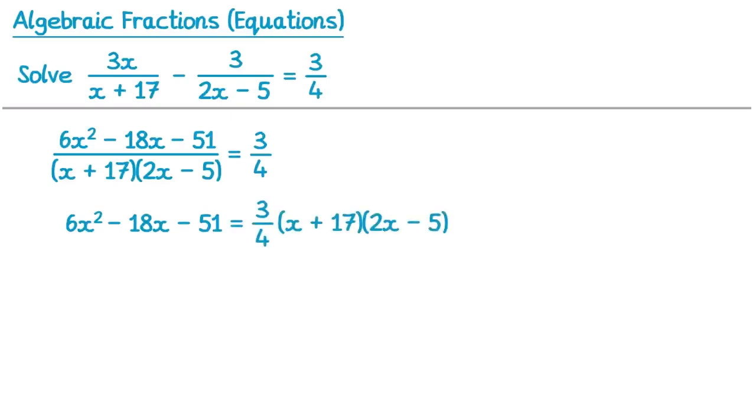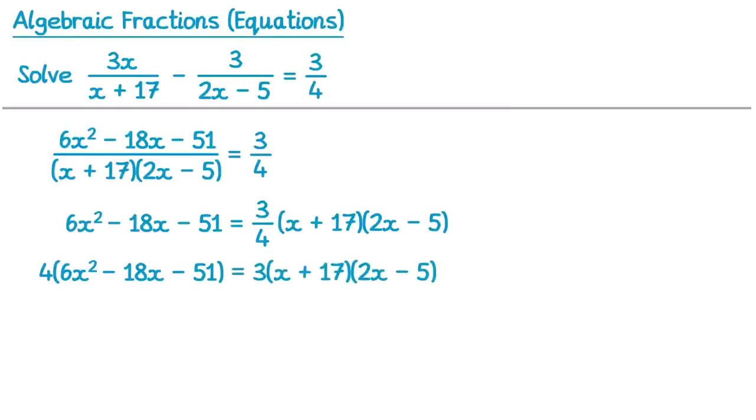Now in the previous couple of questions, we haven't had to deal with a fraction like this on the right-hand side. It was just an integer before those two brackets. To deal with this fraction, you can just multiply both sides by 4. If we multiply the left-hand side by 4, we get 4 lots of the left-hand side. And if we multiply the right-hand side by 4, that 4 will cancel, so we've just got 3 lots of those two brackets.